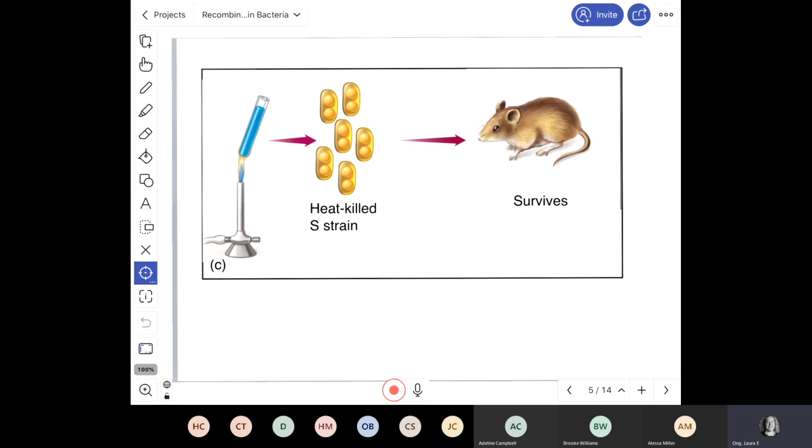He wanted to know what made the S strain deadly. That's what he was really trying to get at. That was his real question in the beginning: why is S deadly? And he thought, well, maybe they are making a poison.